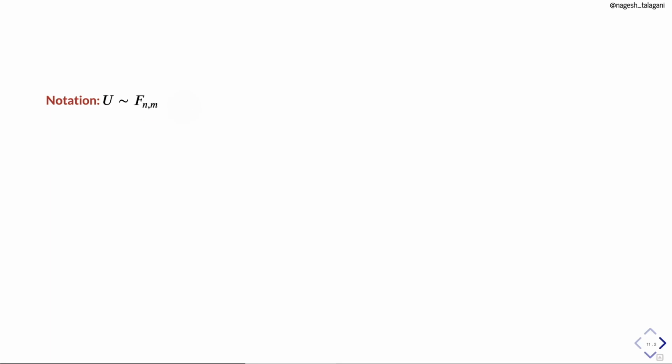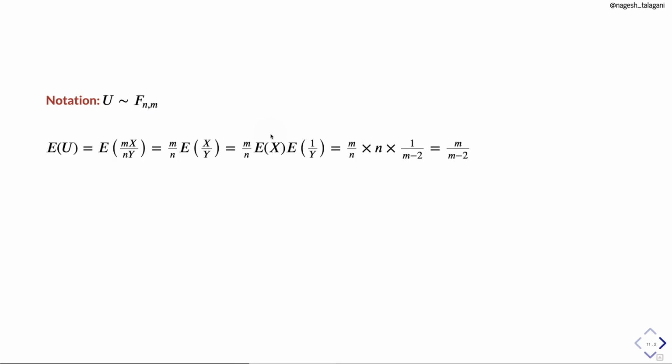Fine. Now let us see the expectation of u. Here u is mX/nY, where X is a chi-square random variable with n degrees of freedom, Y is a chi-square random variable with m degrees of freedom, and X and Y are independent. Now the expectation of mX/nY, I can write as m/n times the expectation of X/Y. This X/Y I can see as X times 1/Y. You can think of it like g(X) times h(Y).